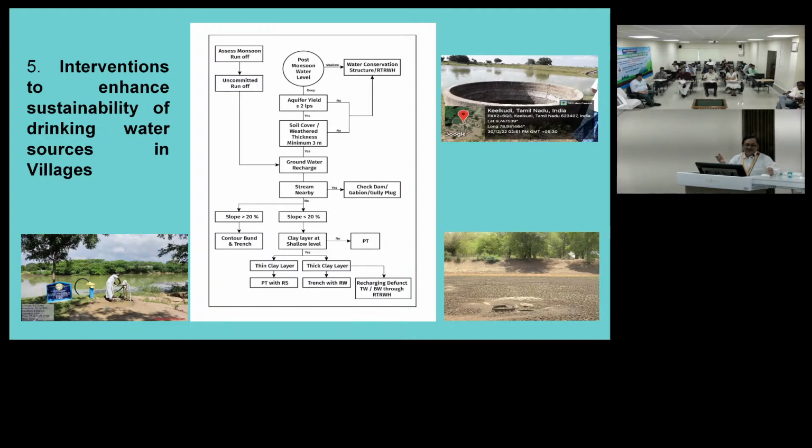If the post monsoon water level is deeper, then we have to check whether aquifer yield is more than or equal to 2 LPS. If the result is no, then we will go for just a water conservation structure, because an aquifer that does not yield will not take water also.